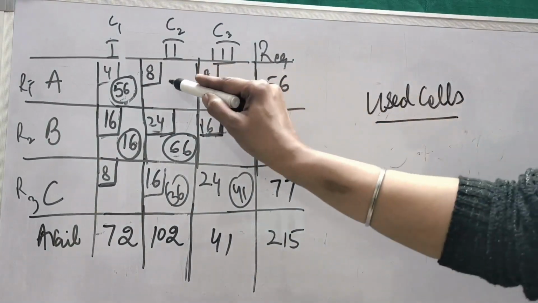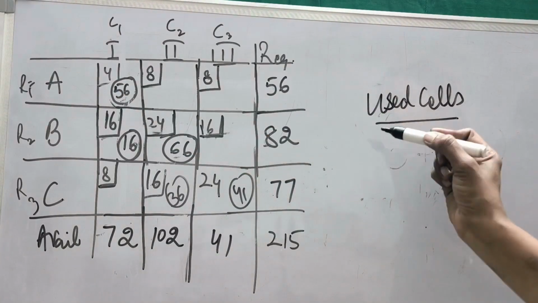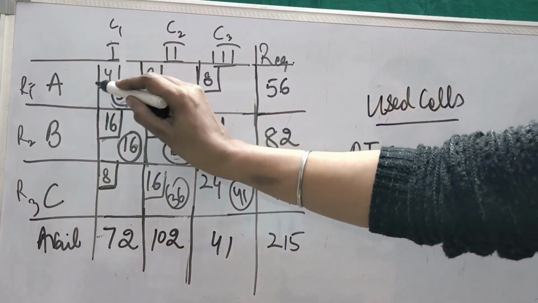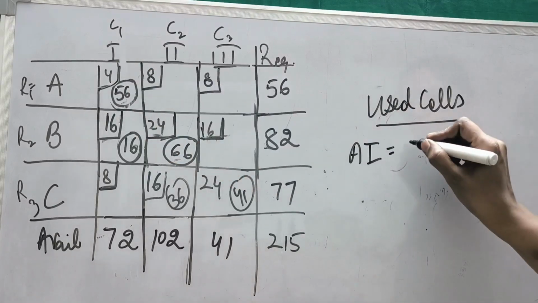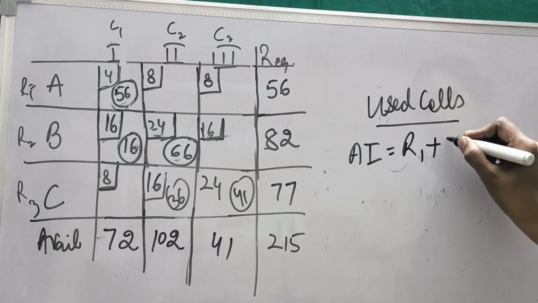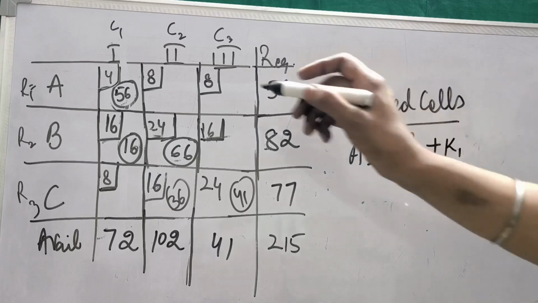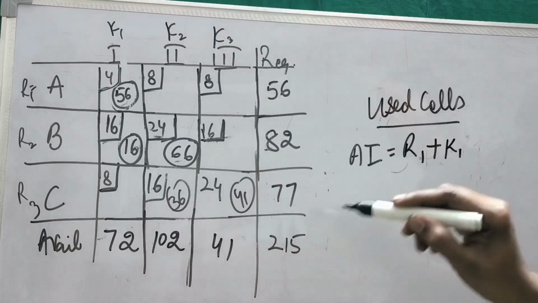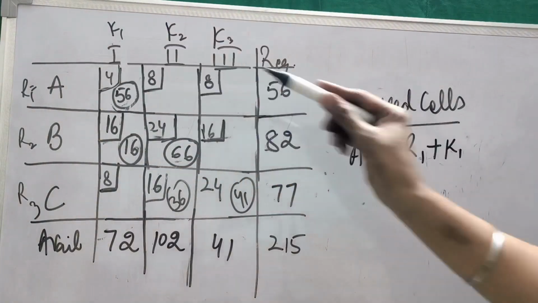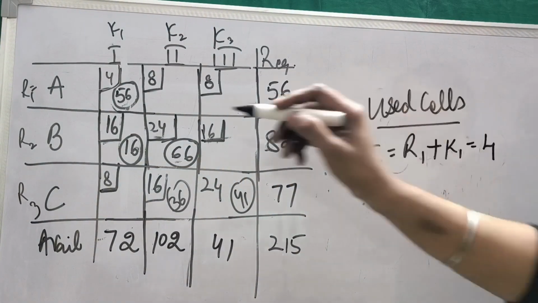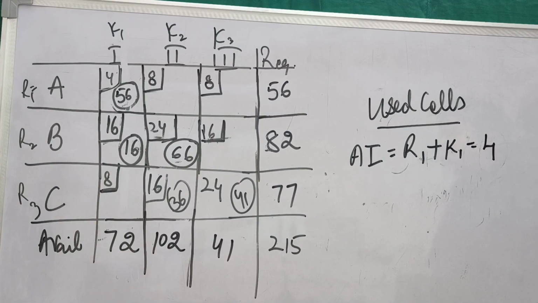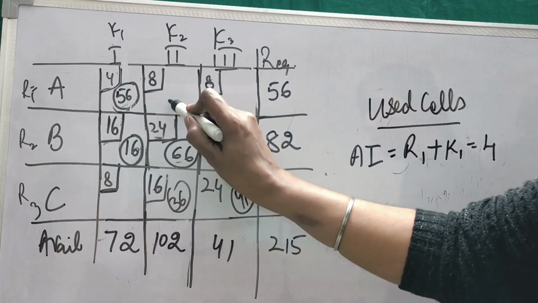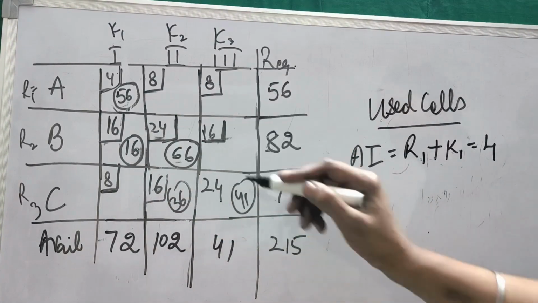So first of all we are calculating for the used cell. This is my first used cell, A1, right? If I want to know this used cell's value, I will write R1 plus C1, or K1. If I have put the name of these columns as K1, K2, K3, I can write R1 plus K1. What is the value? It is equal to 4. This is equal to 4, right? So now for the second used cell, now this is empty, this is empty. This is my second used cell.